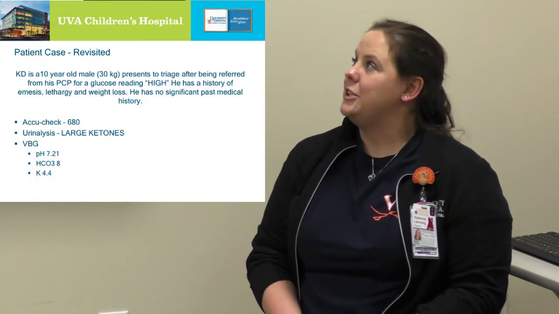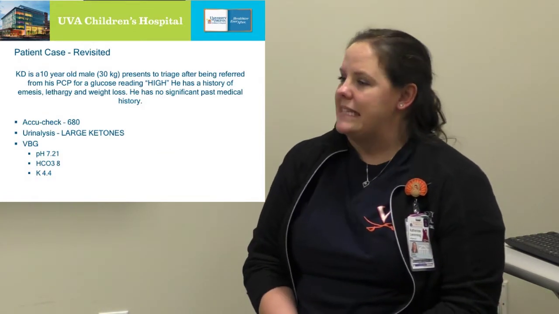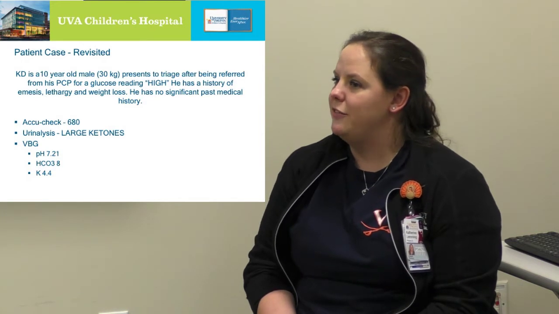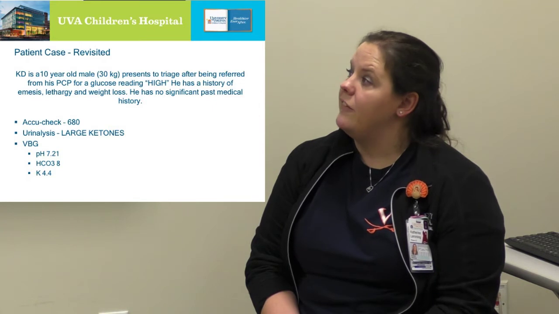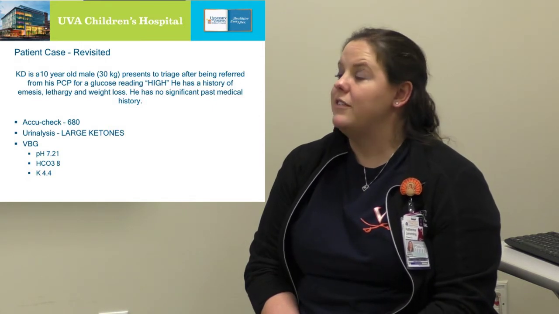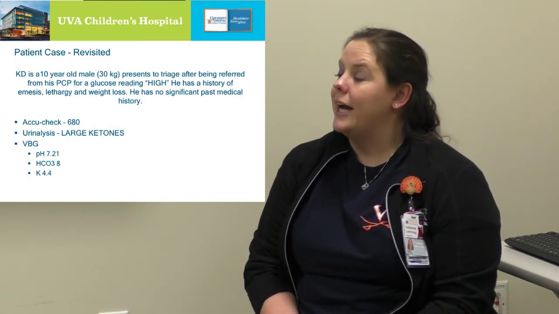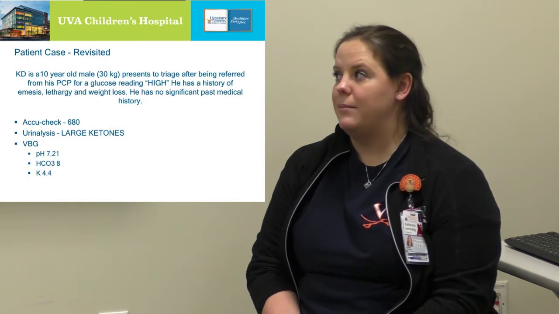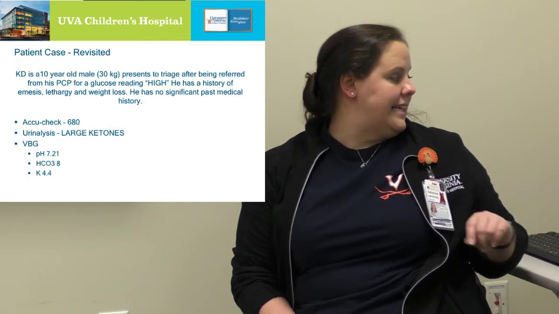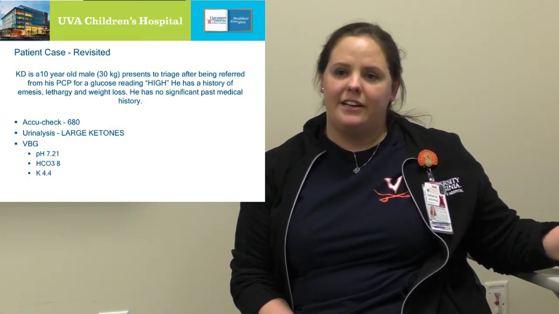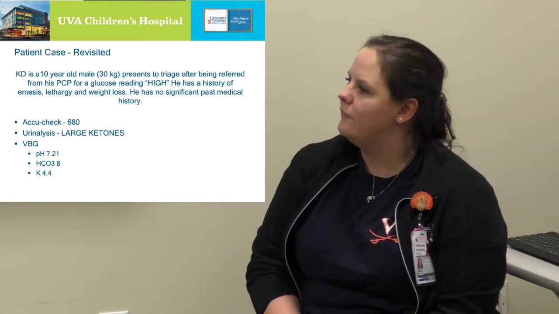So this brings us back to our patient case. As you can see, while he's been in triage, he's received a few more laboratory tests. We have an AccuCheck that shows a blood glucose of 680. A urinalysis shows large ketones, and a VBG shows a pH of 7.21, a bicarb of 8, and a potassium of 4.4. So which of Katie's signs and symptoms are indicative of DKA? I put the case back up there for you.